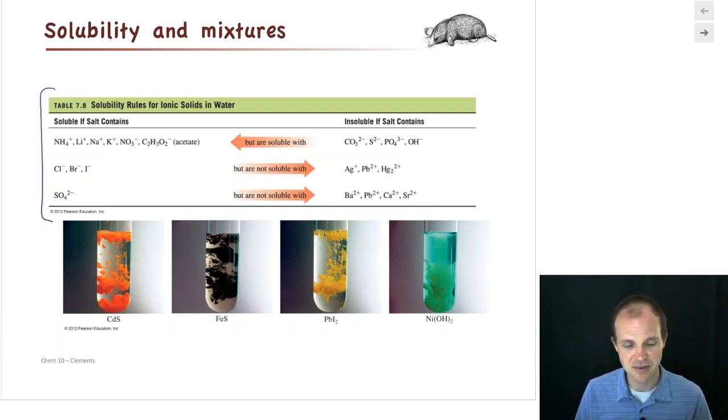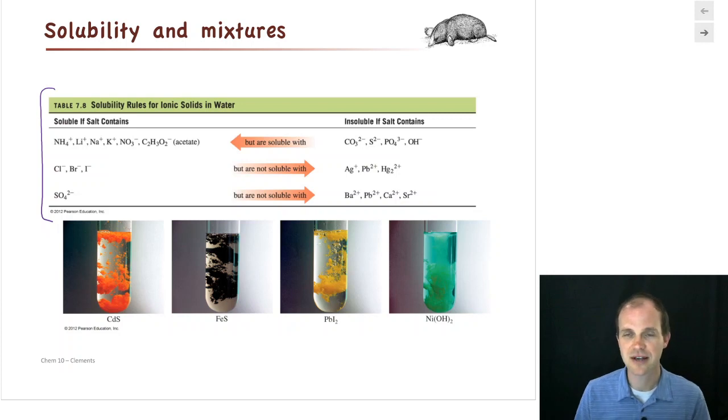They have these pictures at the bottom of some very beautiful insoluble compounds: cadmium sulfide, iron(II) sulfide, lead(II) iodide. And you can see there are the oranges and the blacks and the yellows and all sorts of neat colors that you can get from these things. Of course, some of the insoluble ones are also white, like the calcium carbonate.